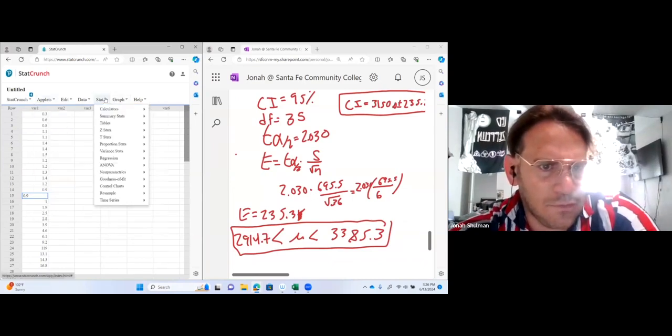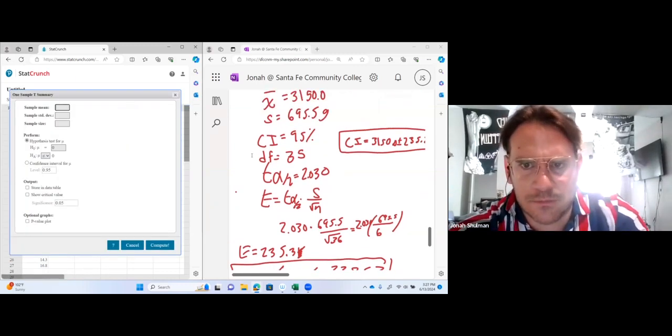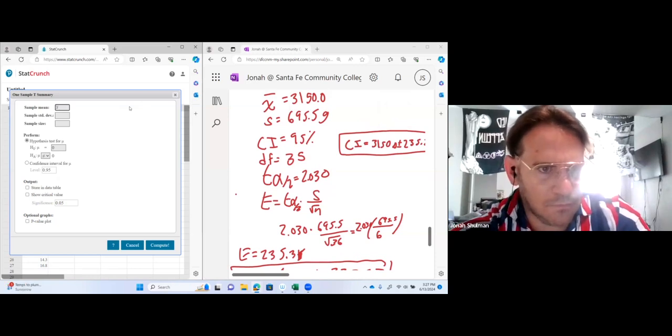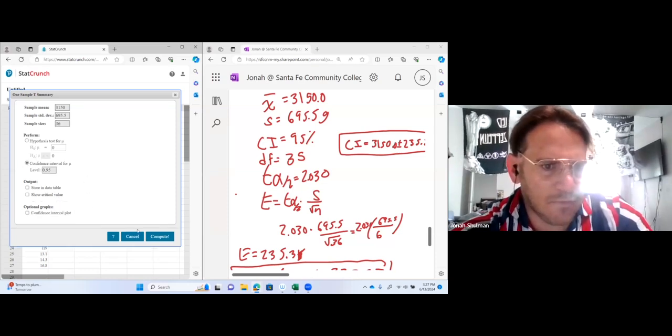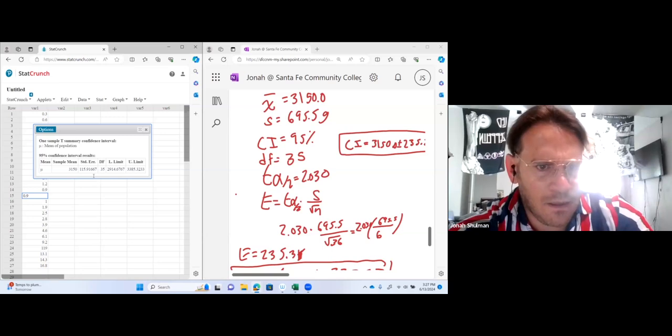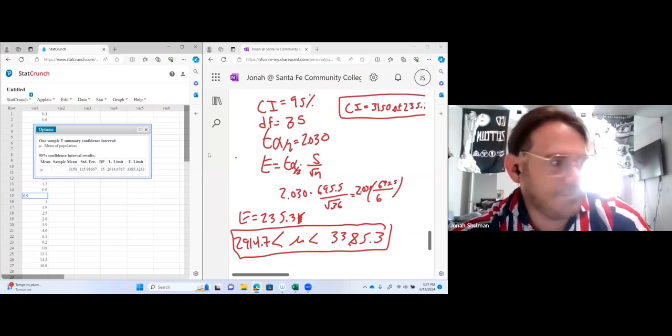let's go to stats, t-stats, 1 sample with summary. Our sample mean was 3150. Our sample standard deviation was 695.5. Our sample size was 36. We're being 95% confidence interval computes. Degrees of freedom, lower limit 2914, upper limit 3385. Wasn't that easy, right? All right, let's do the next one.